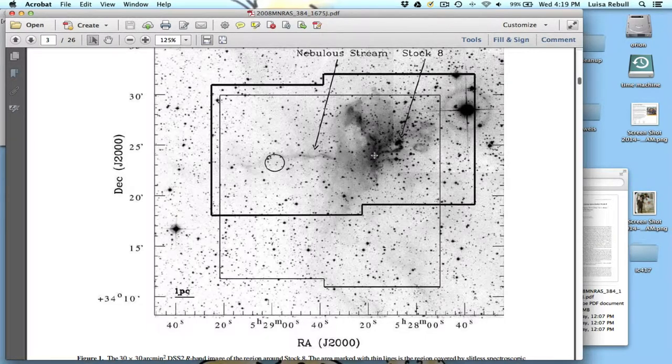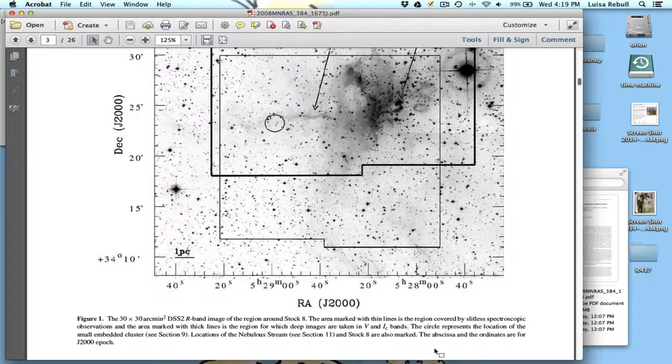And then they're defining their terms for what they're going to talk about in the rest of the paper. So they did some work in the Stock 8 cluster that's here. They identified this nebulous stream, and they're claiming that this circle right here represents the location of the small embedded cluster. So they're identifying a small cluster in this region. So they have data over this whole region, but the landmarks that they're going to talk about are the Stock 8 cluster, this nebulous stream, and this embedded cluster that they've discovered.